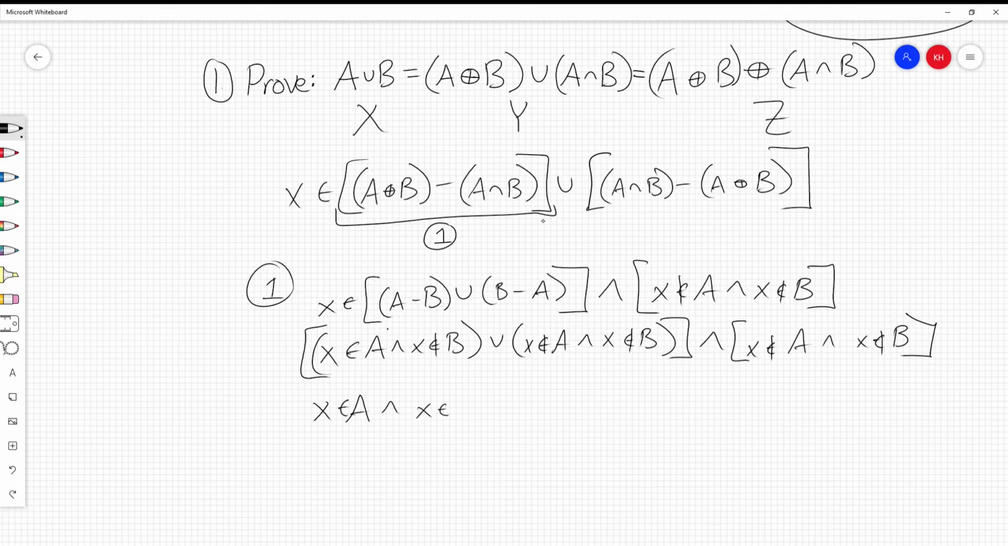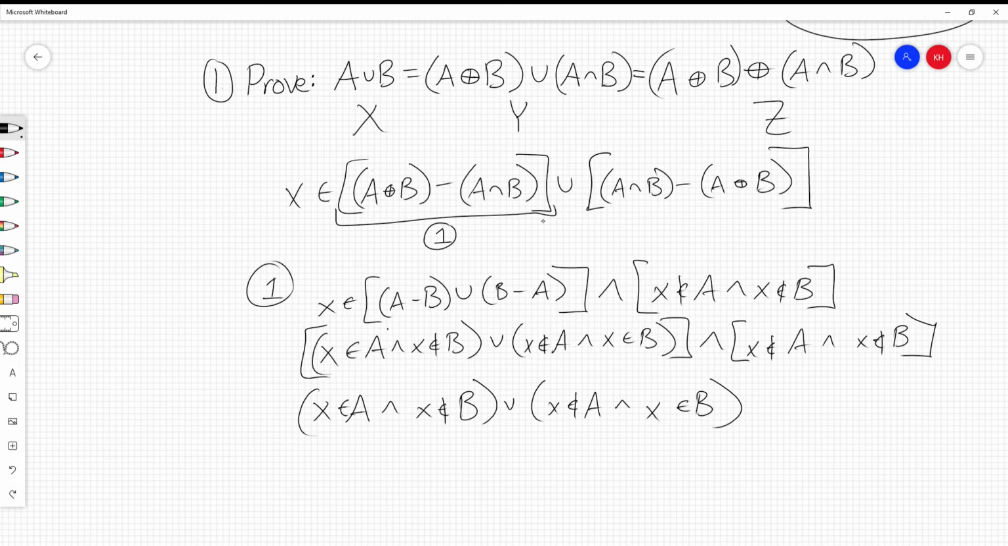and x is not an element of B, or x is not an element of A, and x is, ooh, did I write this one wrong? I did, oh, my bad. Sorry about that.